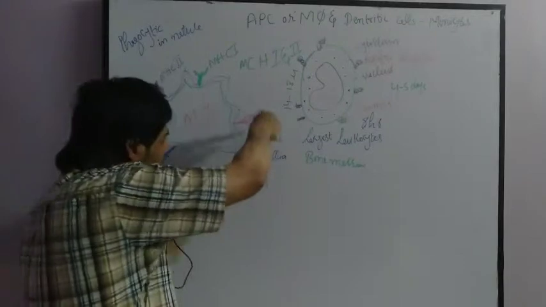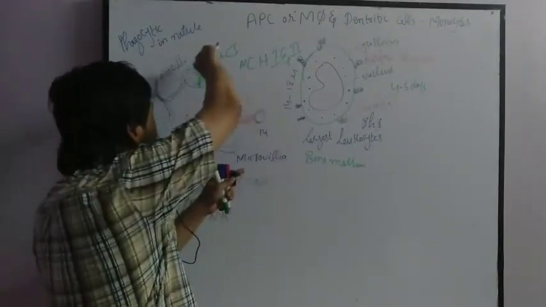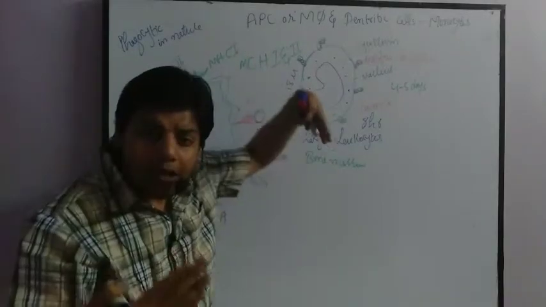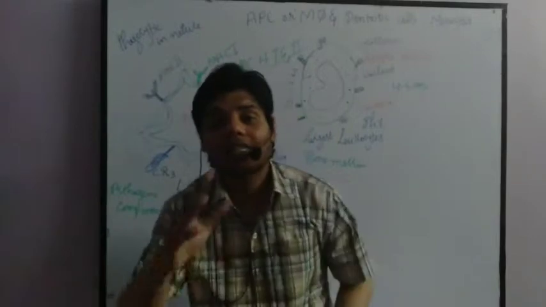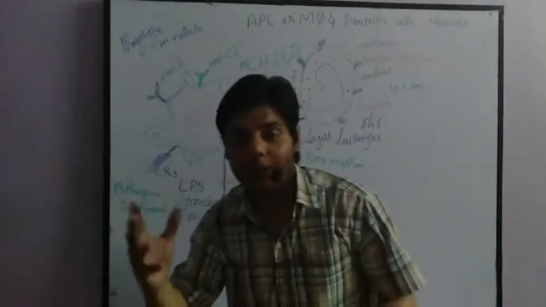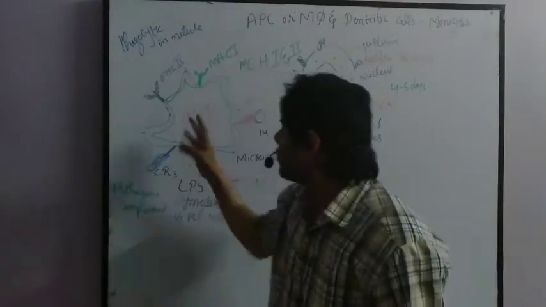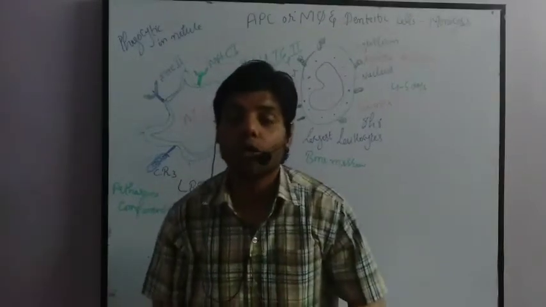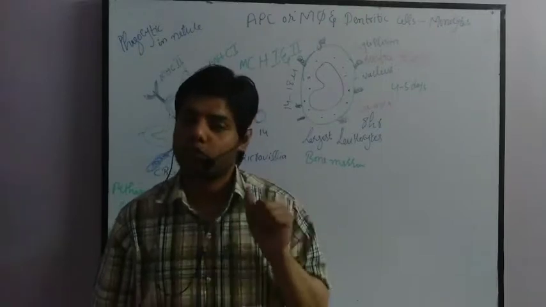So this is also come closer. This CR3 is also come closer. This MHC1 is also come closer. These three receptors come closer to this antigen, or we can say pathogen, and they will enhance the chances of phagocytosis. As these three things are present, with the help of these three receptors they can increase the chances of phagocytosis, and we call it opsonization.